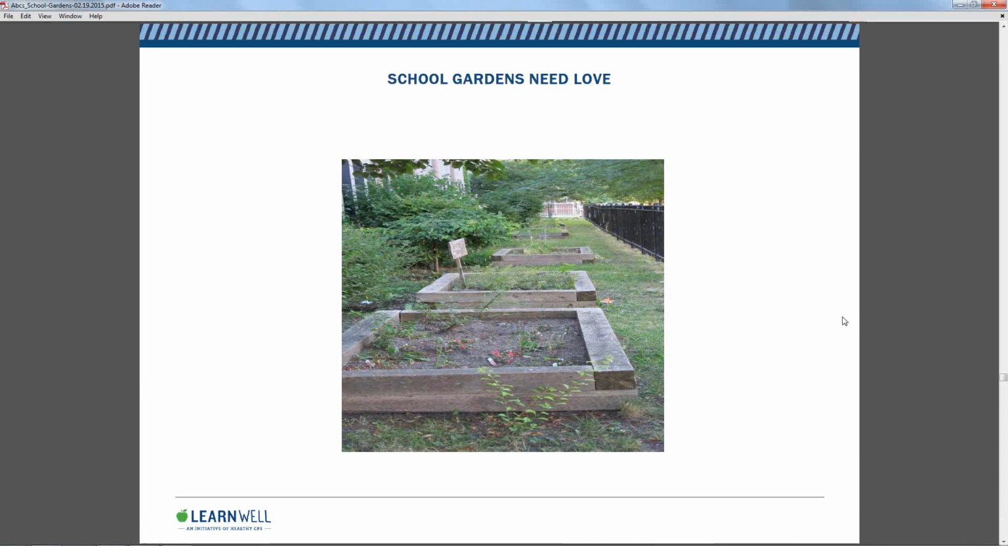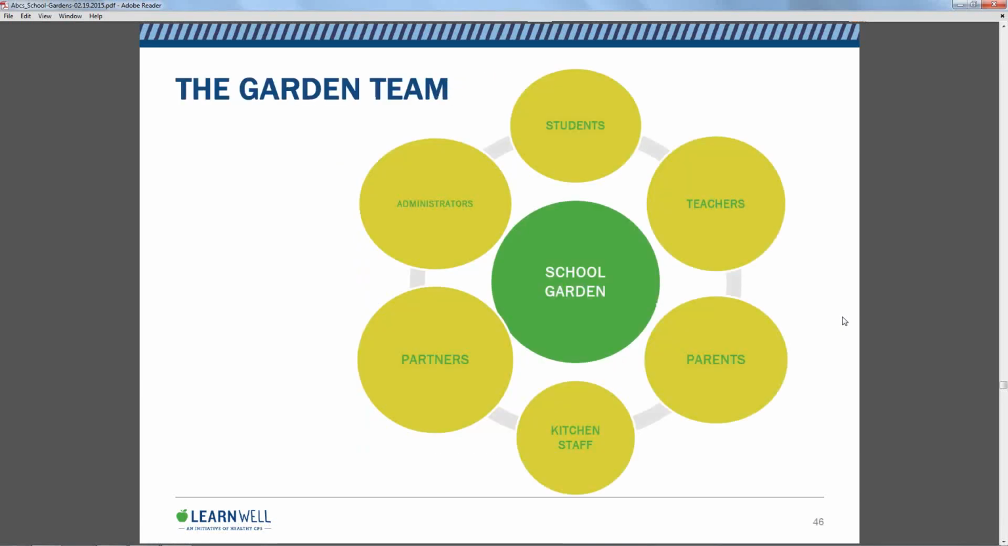And next slide. I would be remiss to not start with talking about school garden teams. And this is really the foundation, as both presenters have discussed. In a school garden team, you really need to have students, teachers, parents, kitchen staff, and community partners, as well as administration on board. You want to be engaging as many stakeholders as possible, and the most sustainable school garden is going to be the one that has as many hands doing that work, planning, and executing as possible. Next slide.